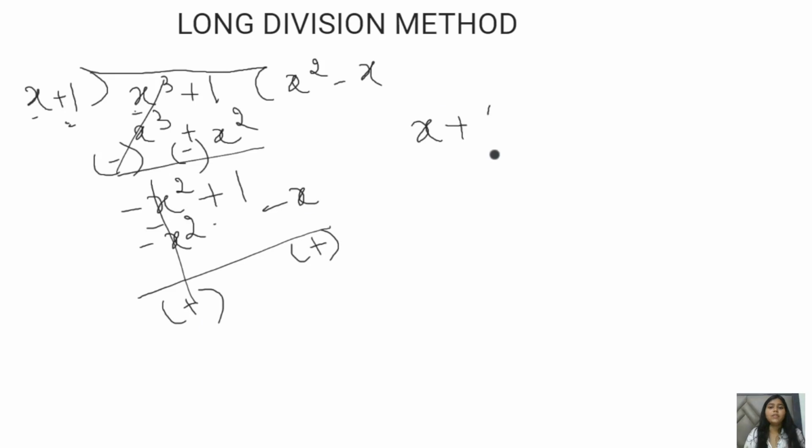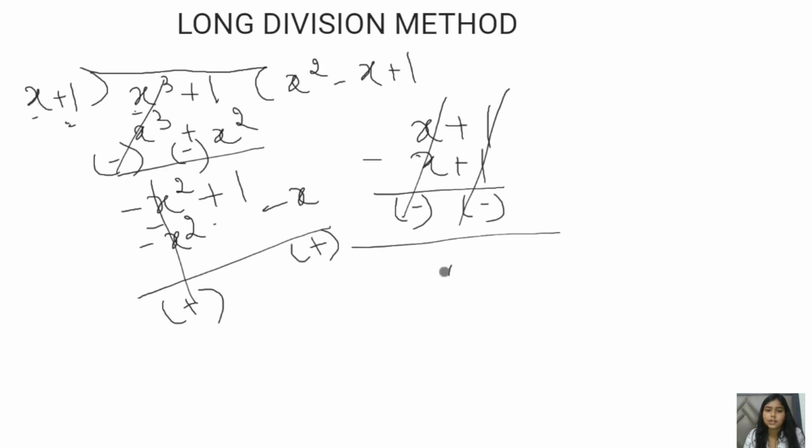Why are we writing x plus 1? Because I already told you that we always have to arrange the dividend in which the x having the highest degree must come first, followed by the lower degrees. Then we'll just divide x by x and we'll get 1. We'll just have to opposite the signs, and what we'll get is 0. So this is the long division method.